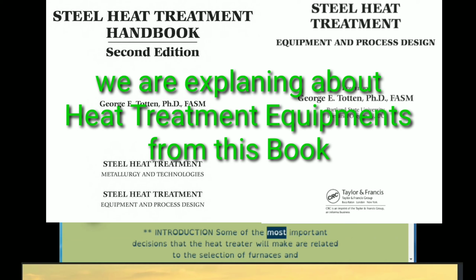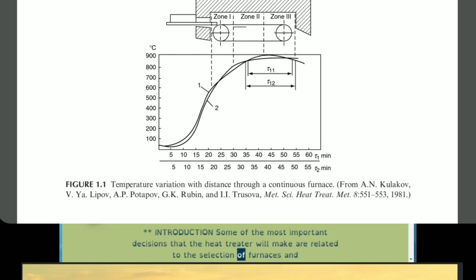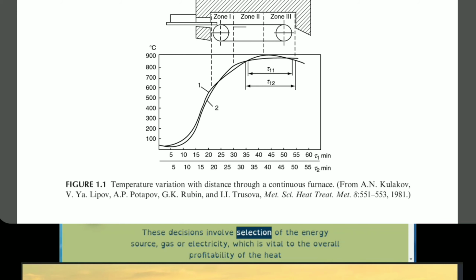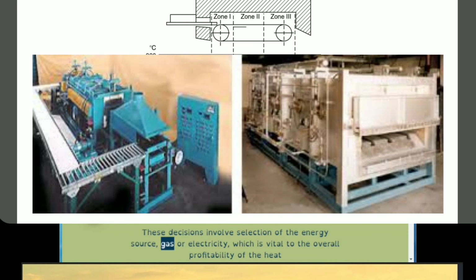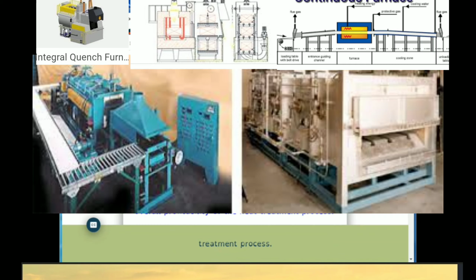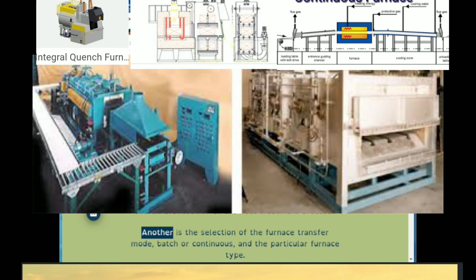Introduction. Some of the most important decisions that the heat treater will make are related to the selection of furnaces and ancillary equipment. These decisions involve selection of the energy source, gas or electricity, which is vital to the overall profitability of the heat treatment process. Another is the selection of the furnace transfer mode, batch or continuous, and the particular furnace type. If a furnace is rebuilt, the proper choice and installation of the refractory material are vital.